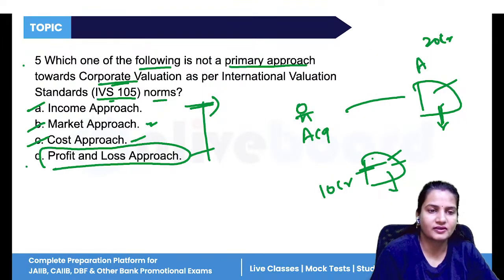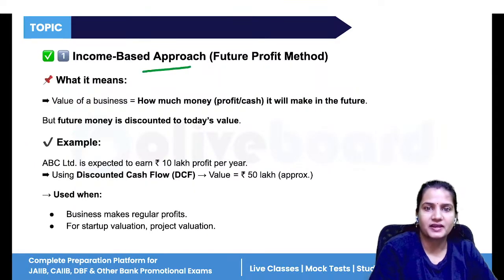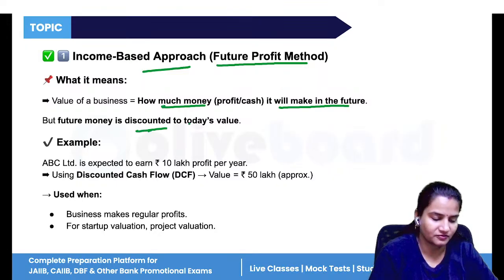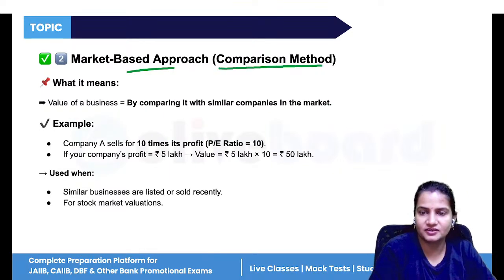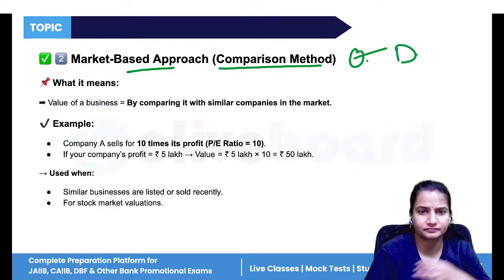Yes, so all the three are approaches of corporate valuation except profit and loss. So income-based approach, what is it? The future profit method. How much money the business will make in future, considering discounting. So not without discounting, considering discounting. Right? Now, market-based approach is what? It is a comparison method. You will compare one company to another company and after that you will do the valuation.